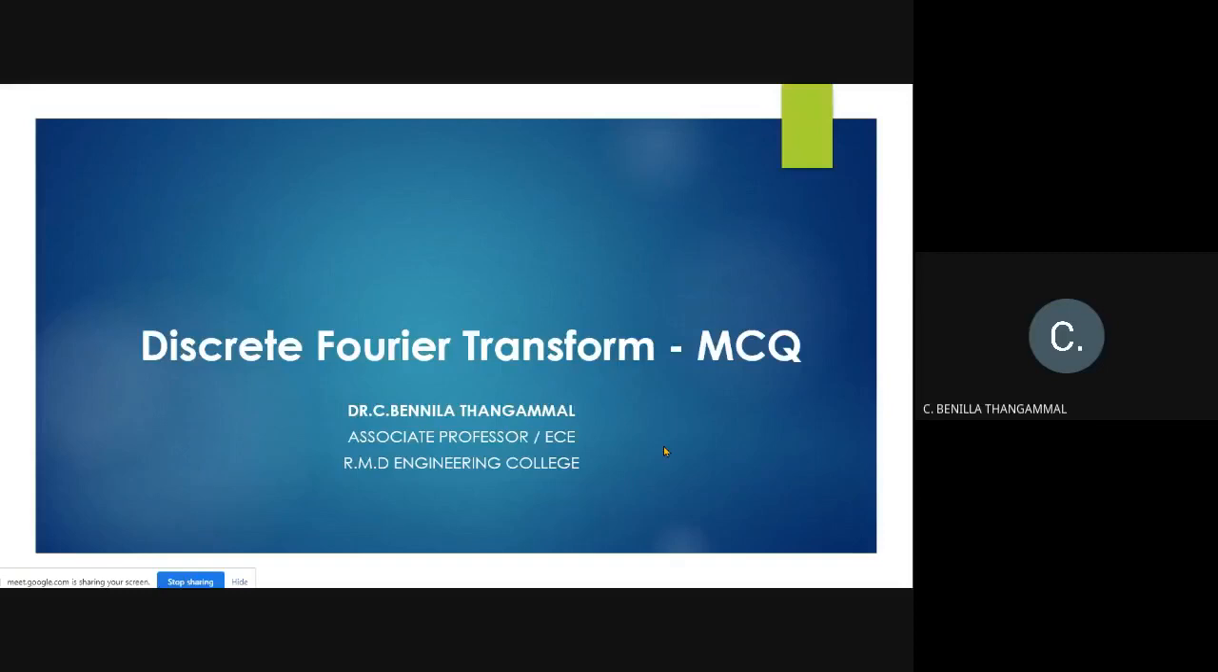Hi students, today we are going to see how to solve MCQ type of questions in the topic discrete Fourier transform. So we can see some basics and how to solve the previous GATE questions here.